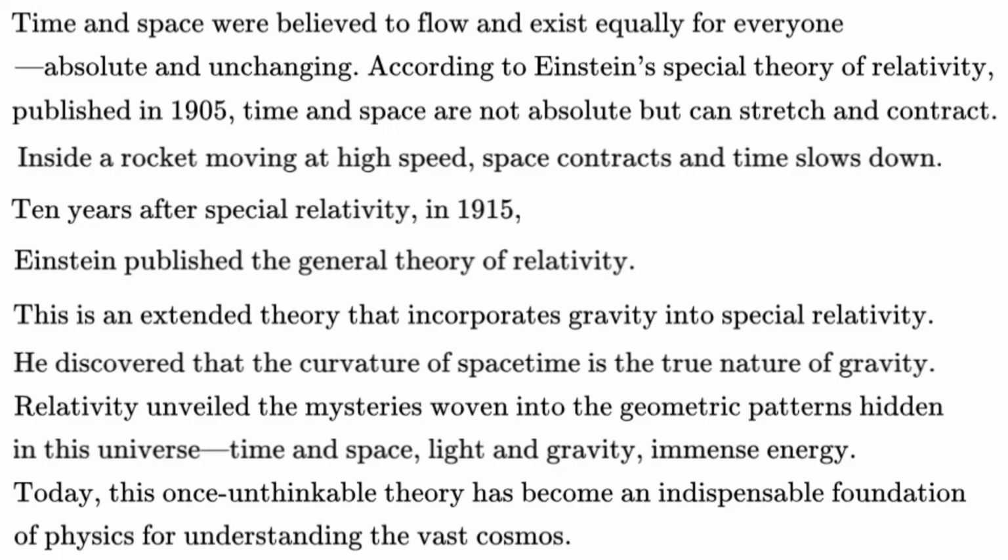Time and space were believed to flow and exist equally for everyone, absolute and unchanging. According to Einstein's special theory of relativity, published in 1905, time and space are not absolute, but can stretch and contract. Inside a rocket moving at high speed, space contracts and time slows down.